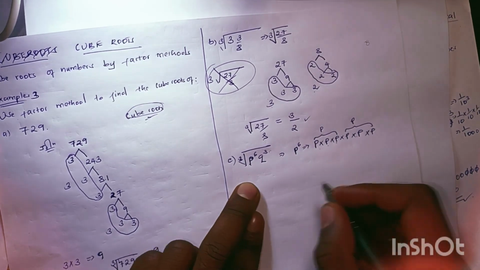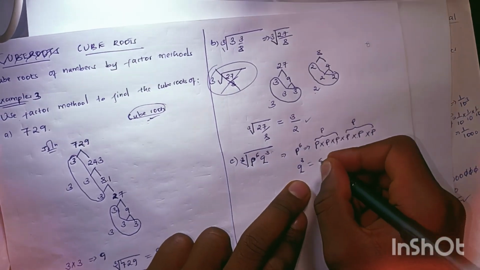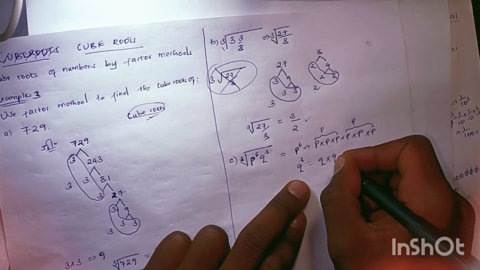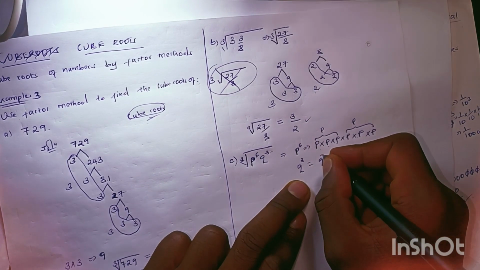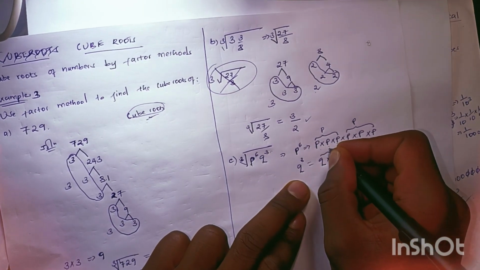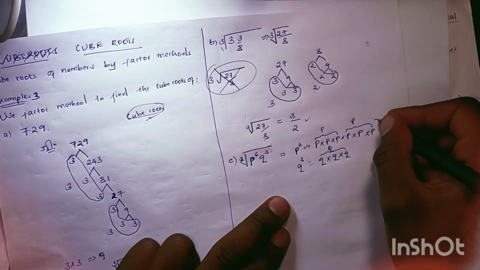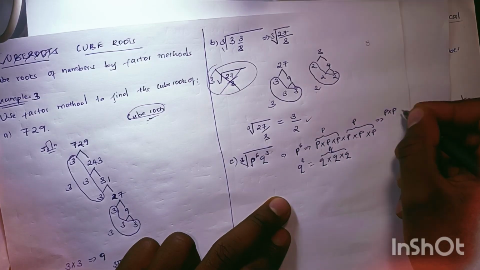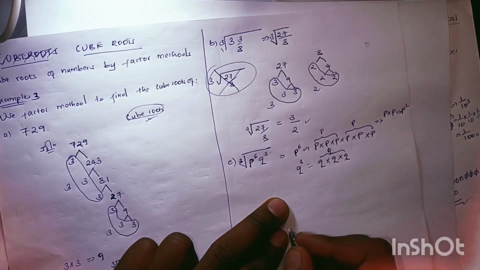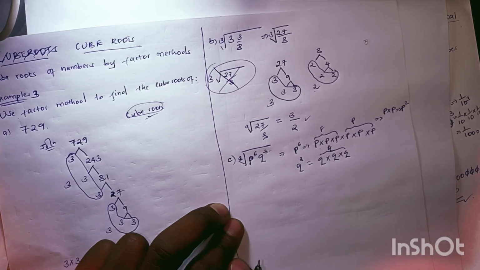What about q? Q cube. It means that I have 3 q's: q times q times q. Then I group also this one into 3. Then I just pick 1 q. What is the answer? Here, how many p's do I have? I have just p times p, which is p square. And this one I have q. I'll come and substitute here.